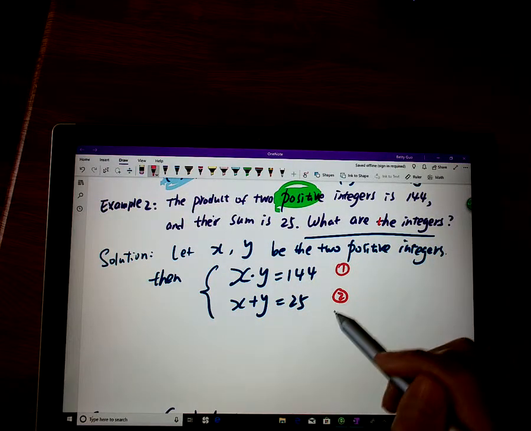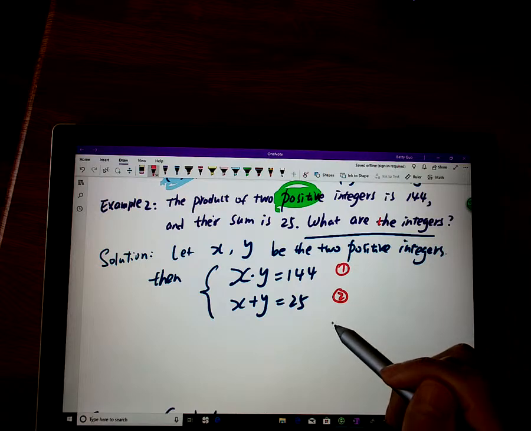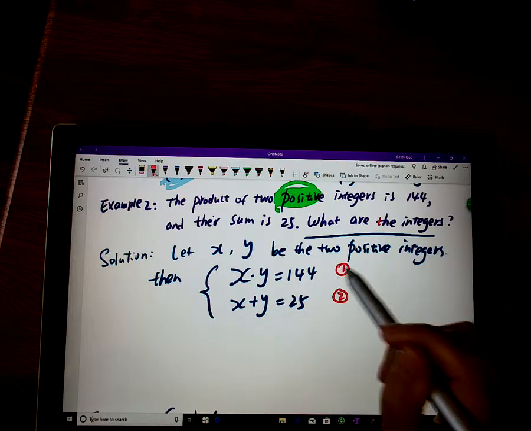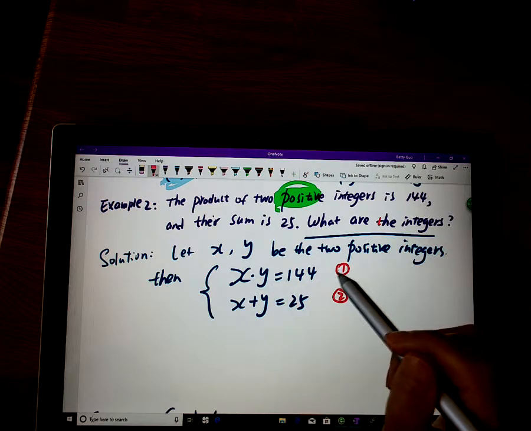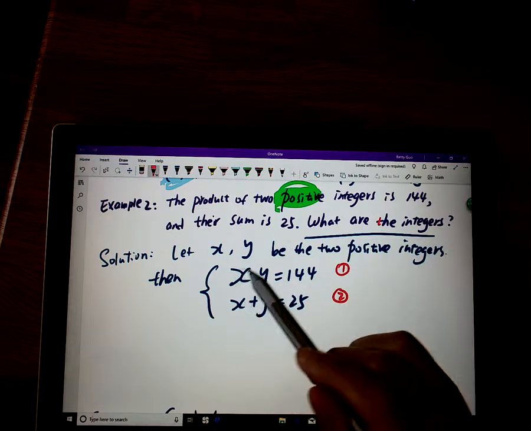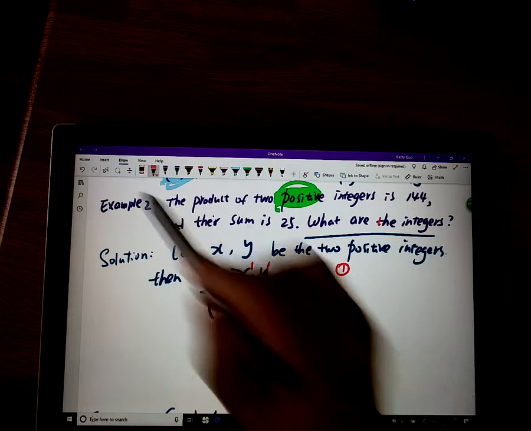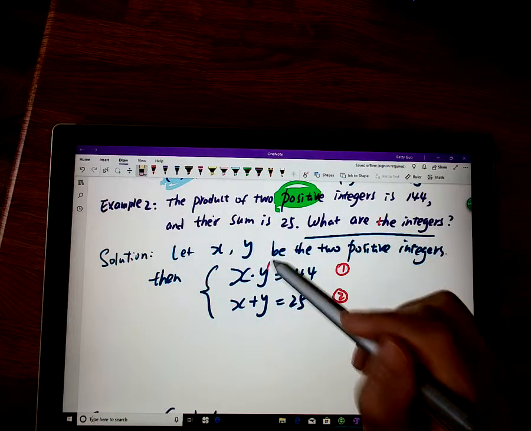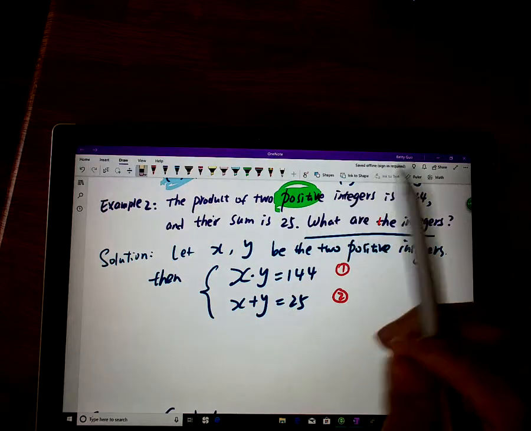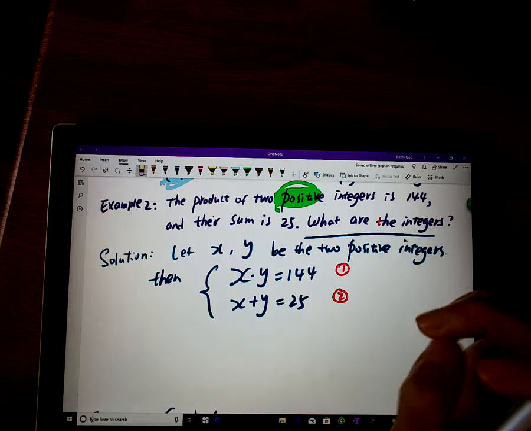Equation 1, equation 2. Equation 2 obviously is linear, a straight line. Equation 1 is a hyperbola. Anyway, it's not linear, it's nonlinear because the power of this term is 2. Power here we have a 1, we have a 1, 1 plus 1, we have 2. So the first equation even is pretty simple, but it's not linear.